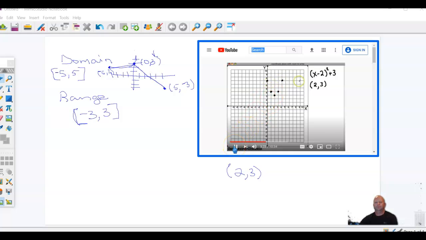Up 3 over 1. But only if this a value here is a positive 1. So he covered himself with what I just talked about. Okay, so we got our parabola here.